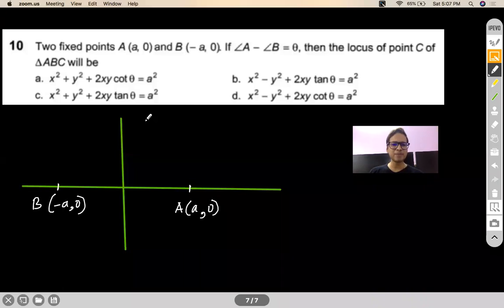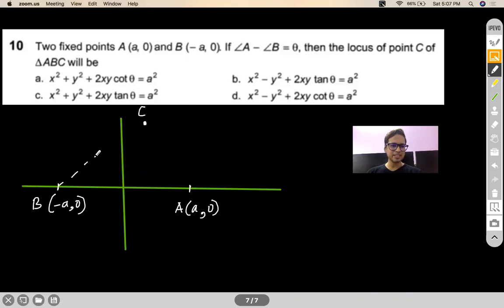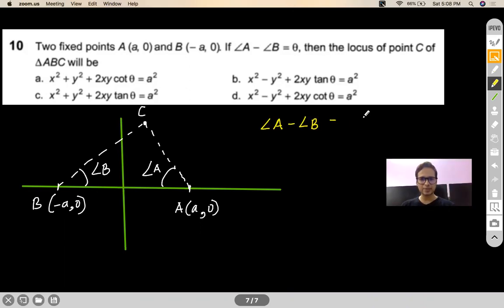is lying. Okay, but it is lying in such a way that the difference of this angle A, this is what they're calling as angle A, and this is what they're calling as angle B. Okay, so the difference of these angles is what they are calling as theta. Okay, so this point is a moving point which moves in such a way that the difference of these two angles is a fixed value, which is theta.